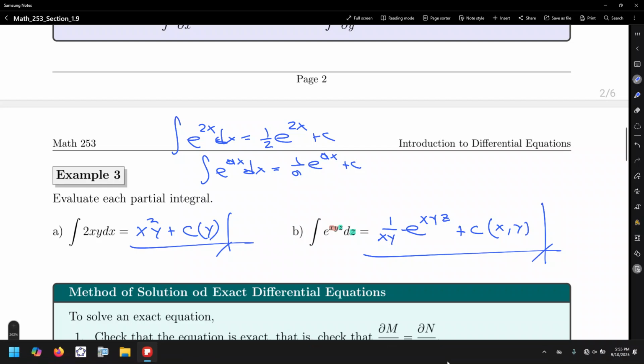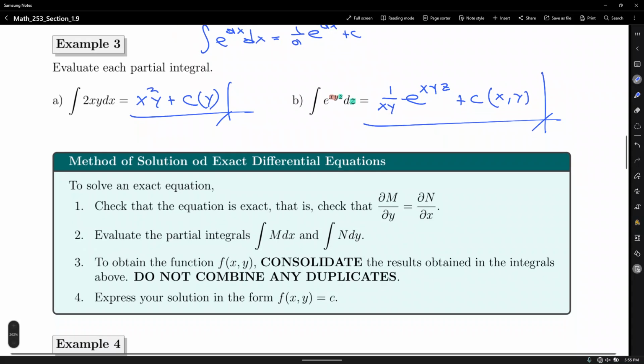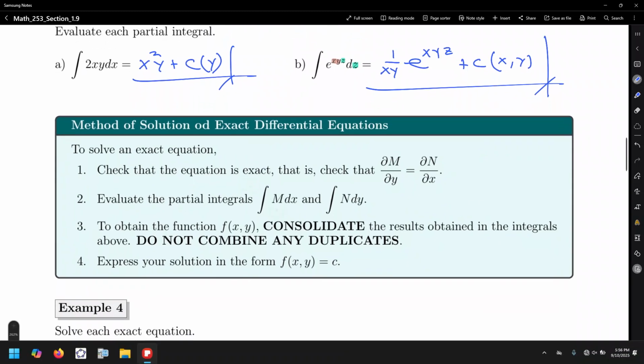Finally, the method of solution to an exact differential equation. Here are the steps. Number one, verify that the equation is exact by checking this condition. Like in Calc 3, where we use this condition to check whether a vector field is conservative, here we're going to use the same condition to determine whether the differential equation is exact. I already proved this result, so at this point, we believe this.